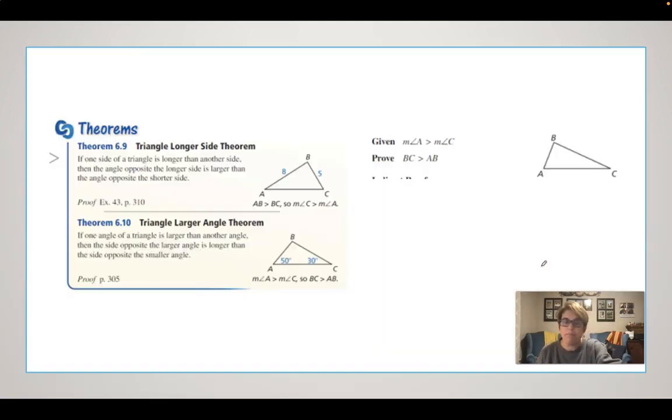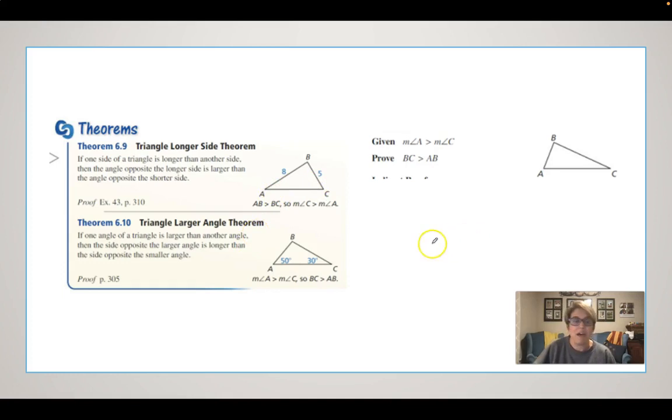We're going to see another one. So first thing I'm going to do is talk to you about two new theorems. One is the triangle longer side theorem. It says that AB is greater than BC. We can see that. This is 8, while this is 5. If that's the case, then the angle that's opposite those sides, so C is opposite the longer side, then its angle measure will be greater than A, which is across from the shorter side. So C has to have a bigger measure than A.